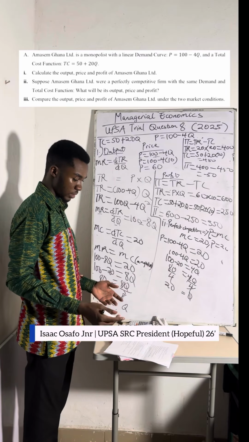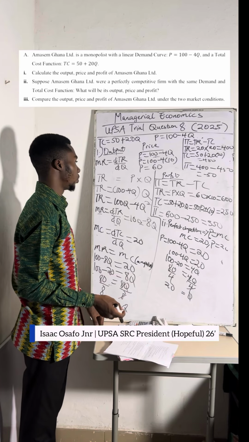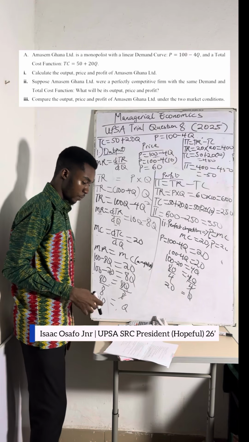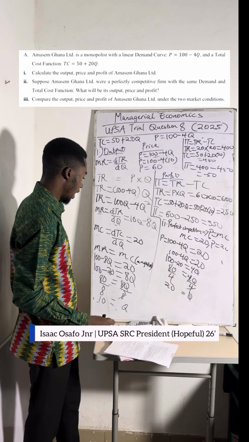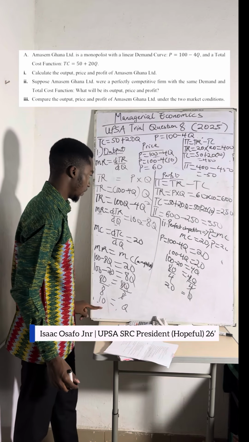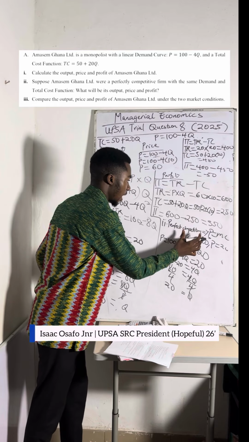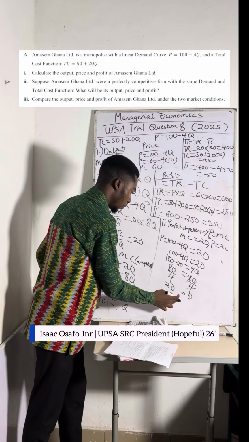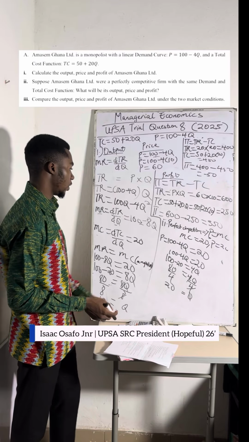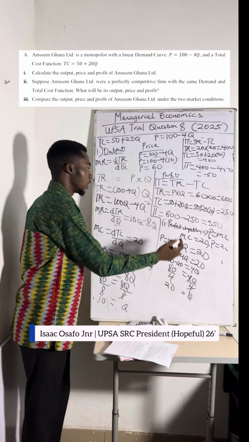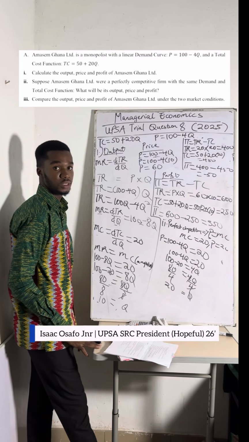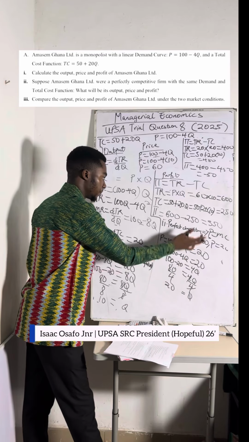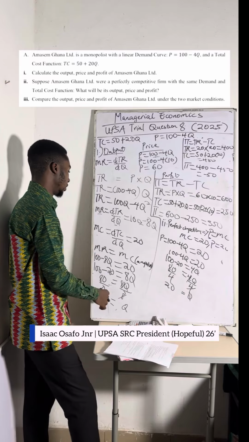and profits of Amasem Ghana Limited under the two conditions. So the first one they said we should compare is the output. So let's compare the output first. So under the monopolist, which was the I, we got the output to be 10. Under the perfect competition, which was the II, we got the output, which is the KO, to be 20. So you realize that the output for the perfect competitor is higher than that of the monopolist. Do you get it? So the output is higher in the perfect competition than the monopolist.